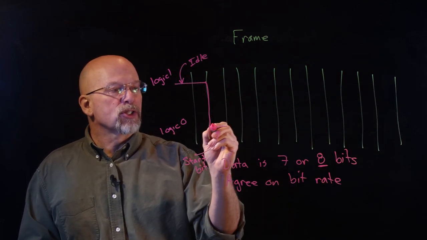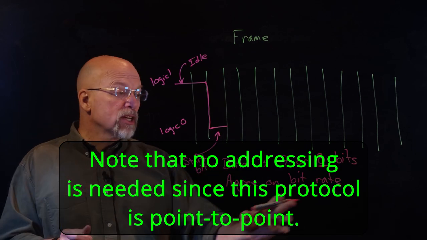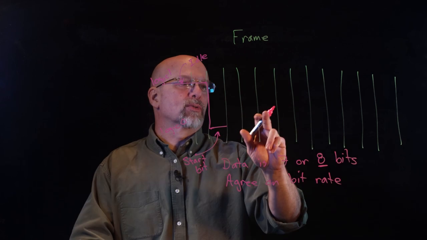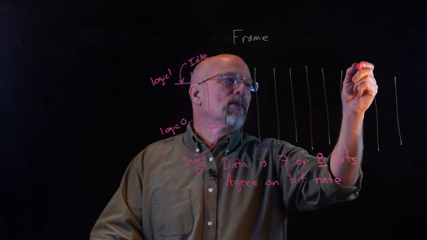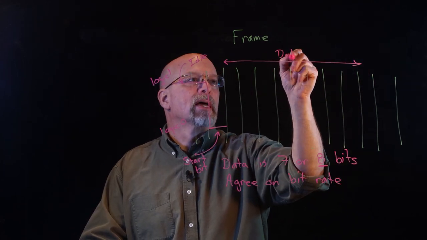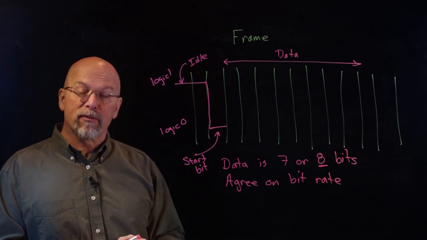Once this single start bit passes, though, I can send my data. Let's go ahead and assume I am sending 8 bits. So the next 8 bit times, 1, 2, 3, 4, 5, 6, 7, 8, this is my data. All right. Now, typically, this data is sent least significant bit first.